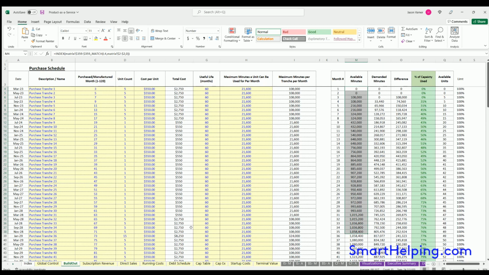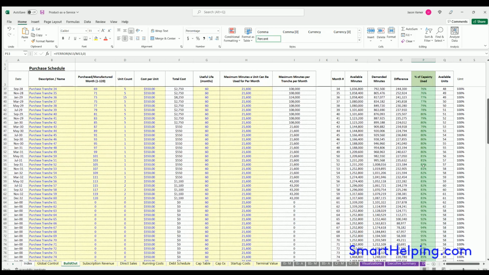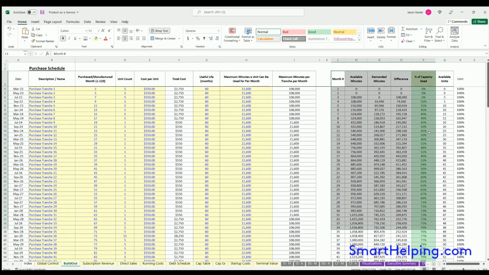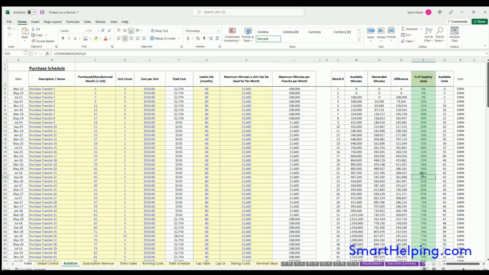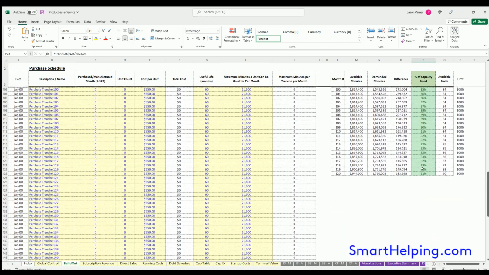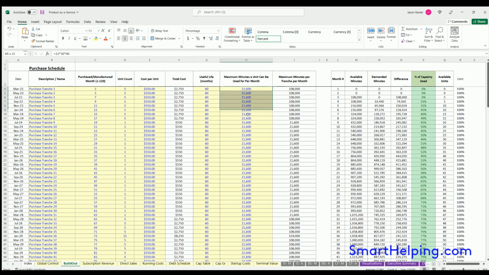And then we'll get into the subscriber side of it, but the subscriber assumptions will result in a demanded minutes used by customers, and then you can compare those, and this will automatically tell you how much of the capacity you have available is being used over time on a 120-month schedule of its own. So obviously this can't go over 100% or else you've defined assumptions that result in too many customers and you don't have enough products for them to be using based on the minute usage assumptions.